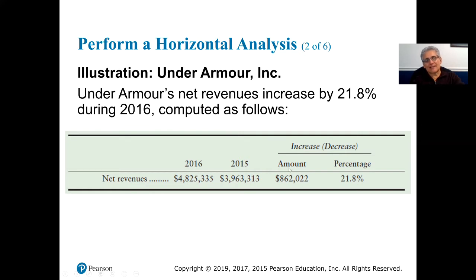Now we're going to take this amount, $862,022, and divide that by the base year. The base year is almost always the earliest year. In this case, it's 2015. So let's check the numbers.